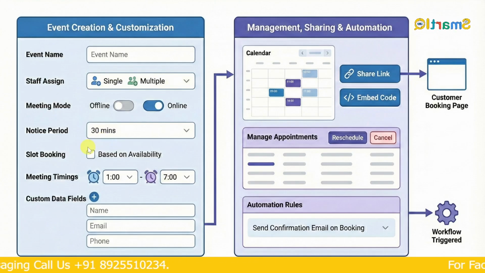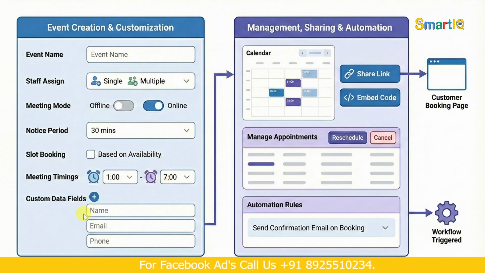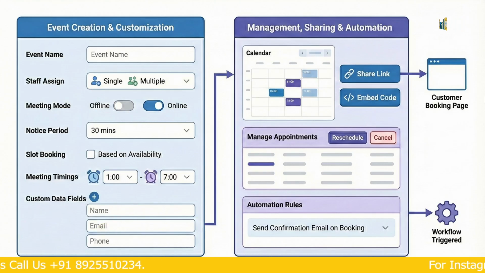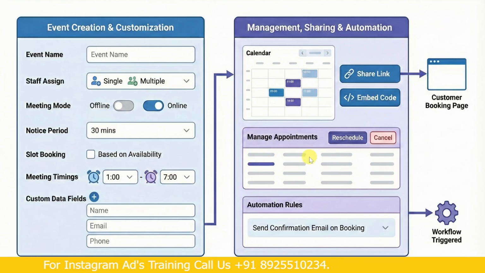Slot booking can also be added based on our availability. So when I book free, we can add meeting times to our convenience and customize the times. Before booking a meeting, we need to get the customer's details, right? For that, we can use our custom data fields. Once the appointment is booked, it will show up in our calendar like this. We can copy and share the event link for that appointment, or we can even copy the embed code and paste it on our website.